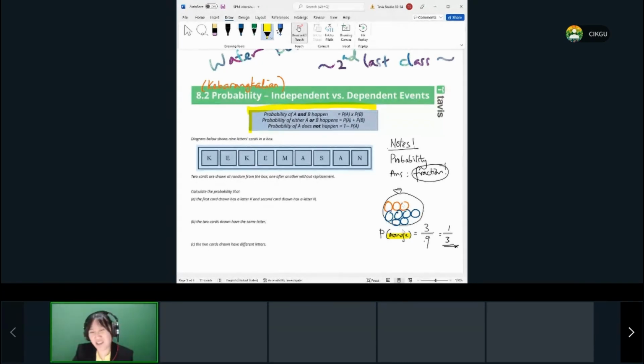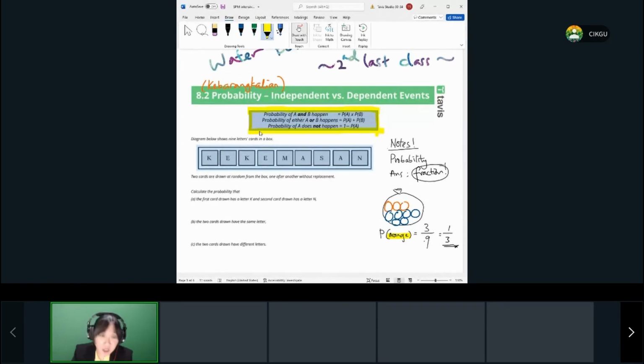Normally in SPM, they very seldom ask for probability of one event. Normally, they will ask for probability of 2 events happening. So if 2 events happening, this is the knowledge that you need to know. Let me highlight this nicely. So the first one is here.